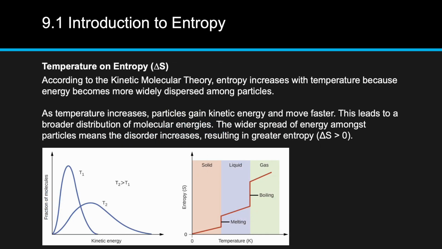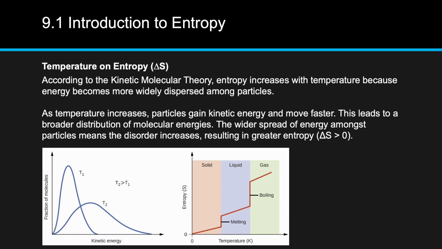The last major factor that we're going to talk about for entropy today is temperature. According to kinetic molecular theory, as temperature increases, particles move faster and have more kinetic energy. But more importantly, that energy gets spread out among the particles in more ways. Because this creates a wider distribution of energies, it means that we have more possible arrangements, so we have a higher value of entropy, and that would mean that delta S is positive.